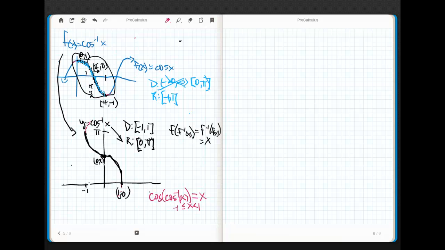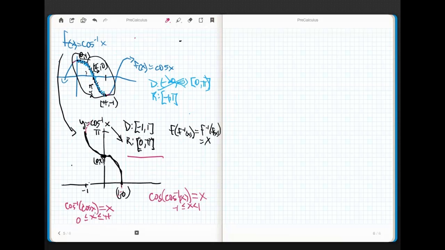All right. Also, similarly, I know that the arc cosine of the cosine of x equals x, but only, remember, arc cosine can only spit out values between 0 and pi in the first two quadrants. So this is only true when x is between 0 and pi.